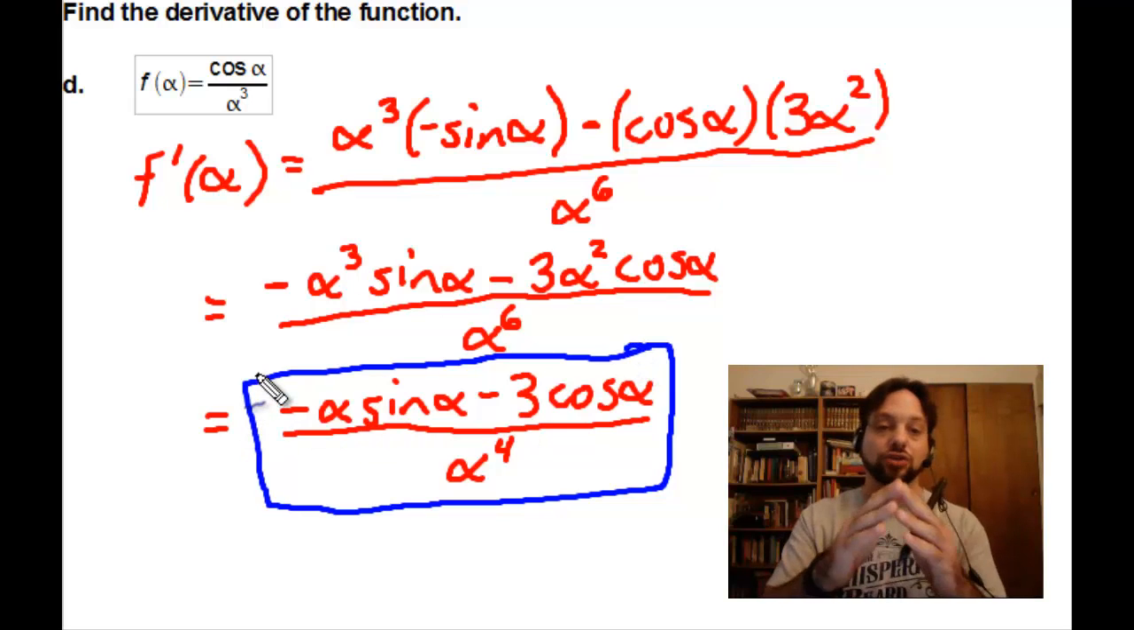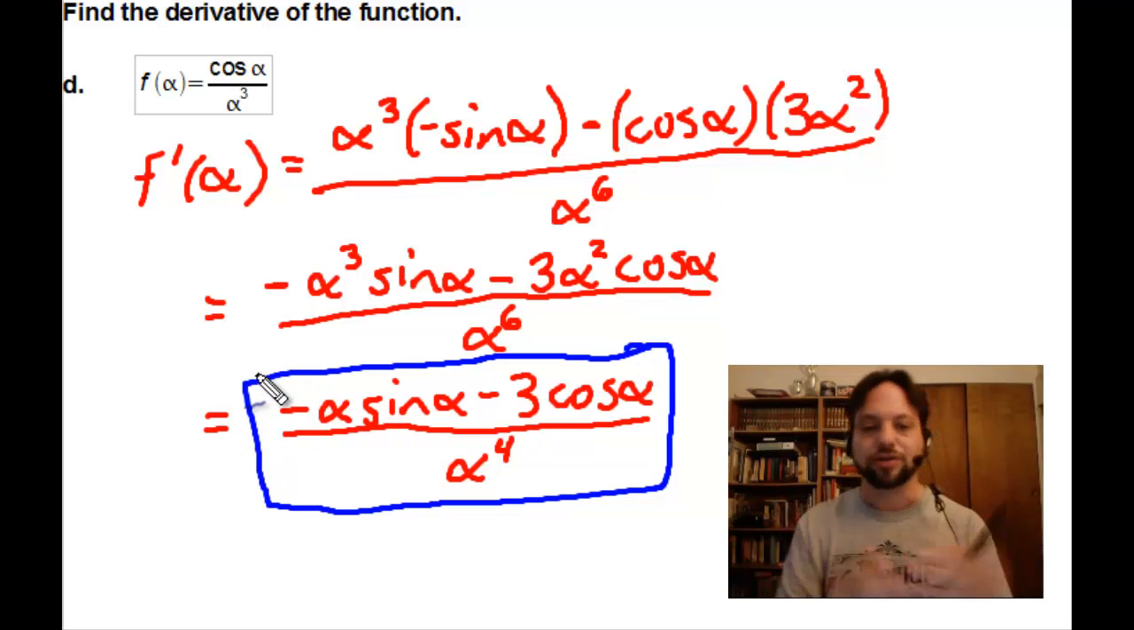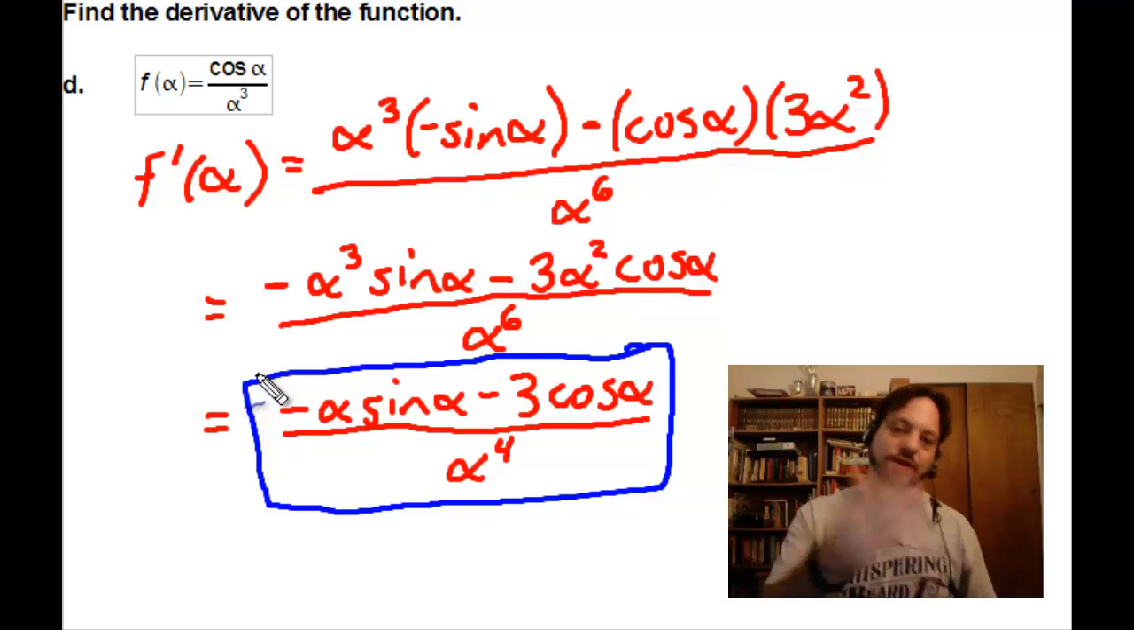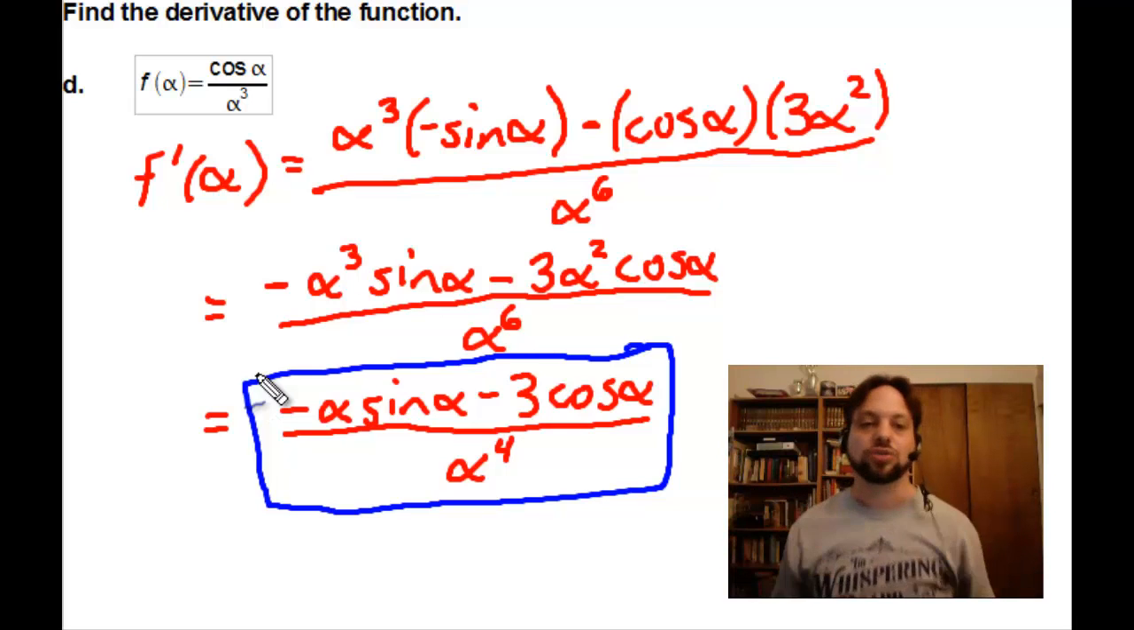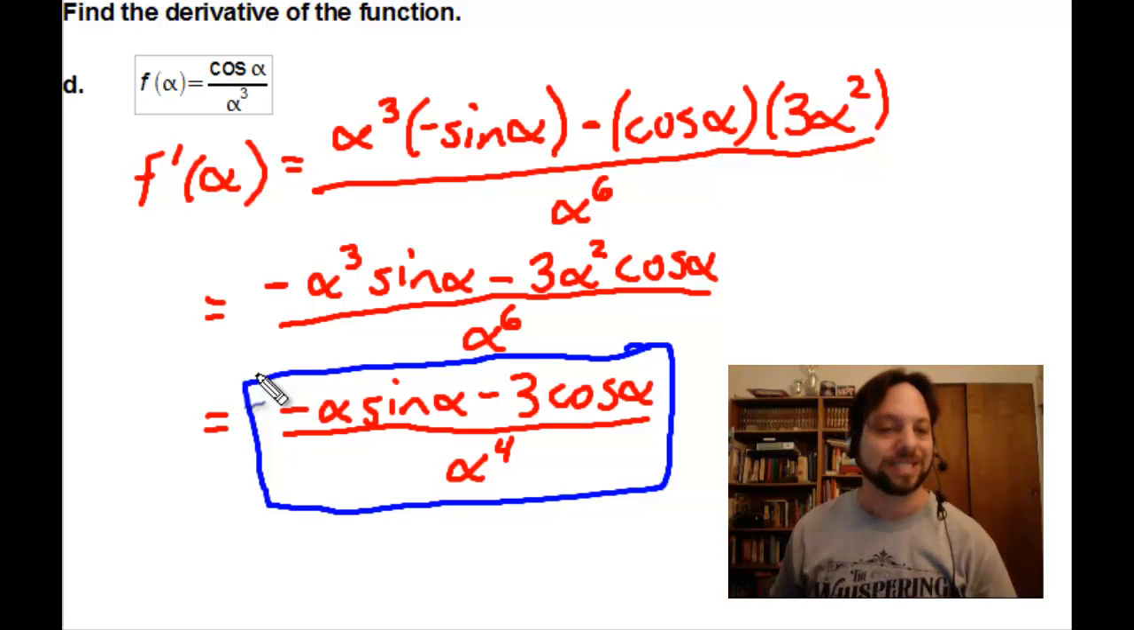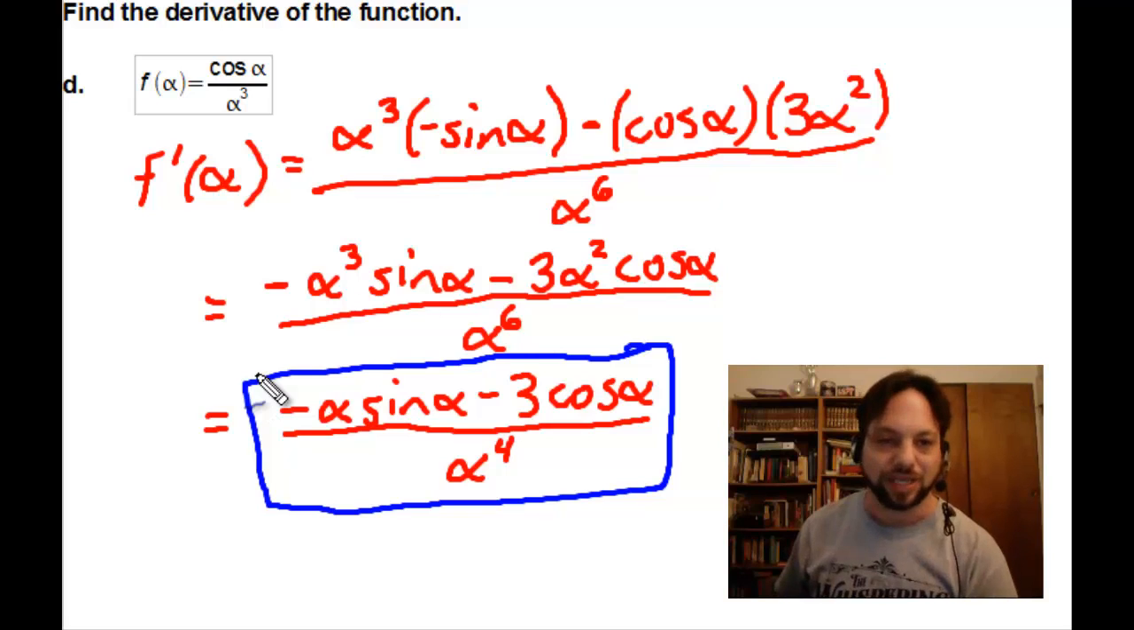Although some of you might choose to split up the two terms in the numerator and divide each one by alpha to the 4th. Again, be my guest. As long as you do it right, your result will be correct. However, I'm going to stop here and say it's not really worth our time, because now I want to take a look at example E.